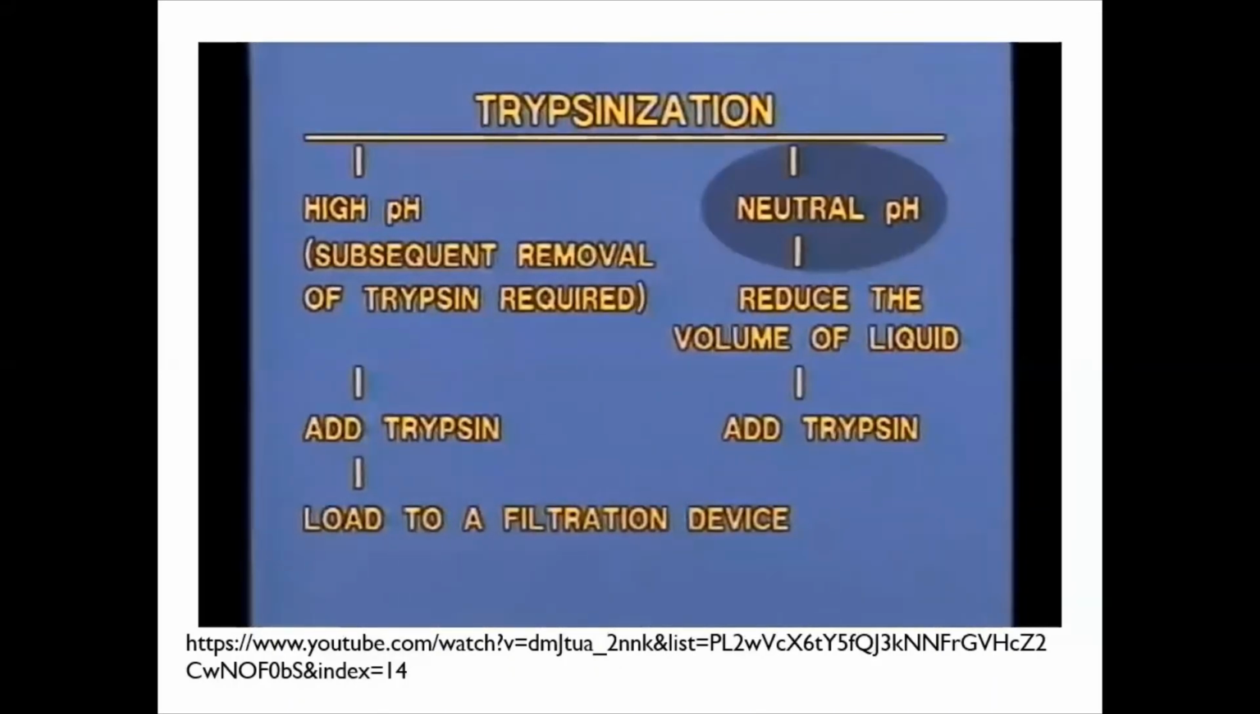Before the trypsin solution is added to the microcarriers, the liquid volume of the microcarrier suspension is reduced to 2 to 3 times that of the settled microcarrier beads. Trypsin solution is then added to give rise to the desired concentration.